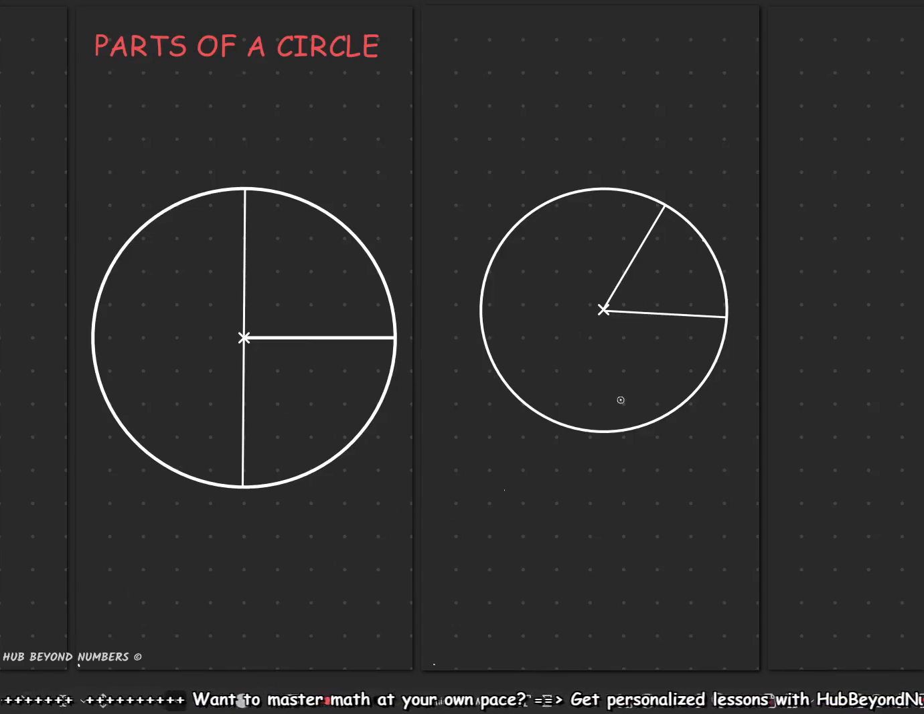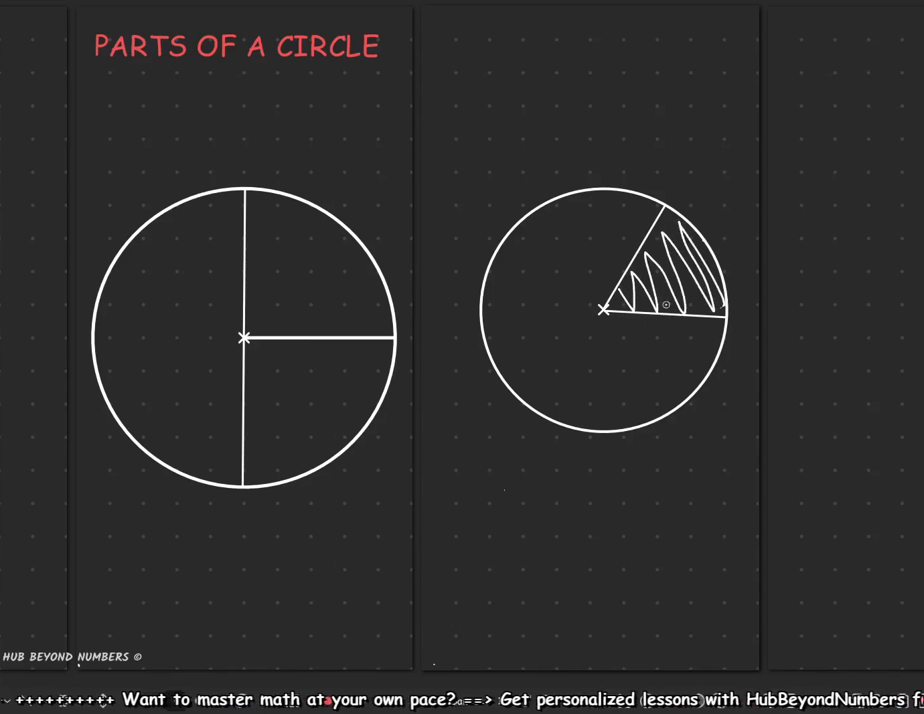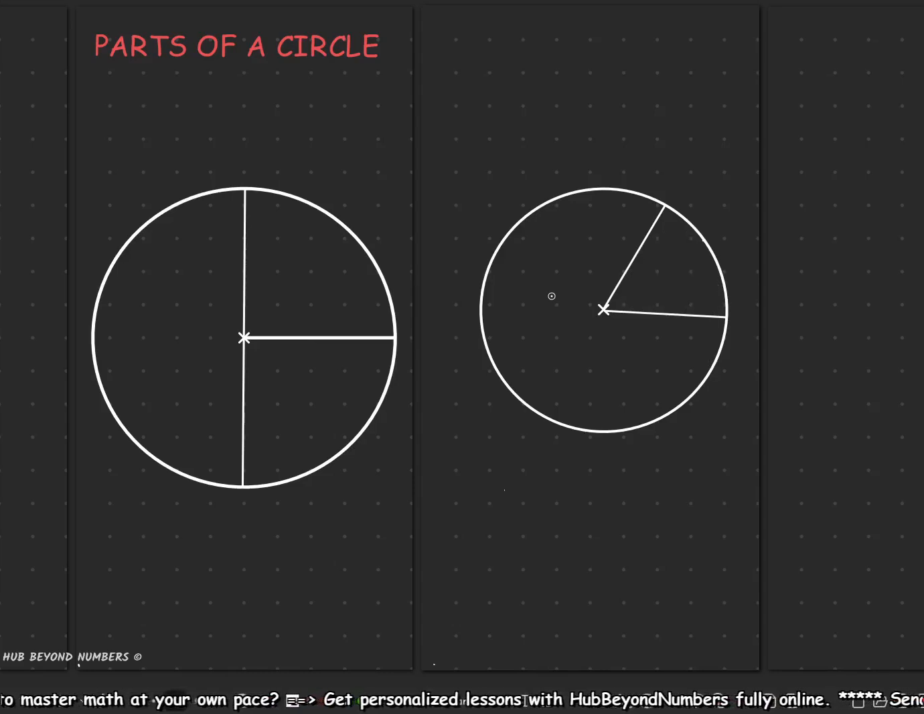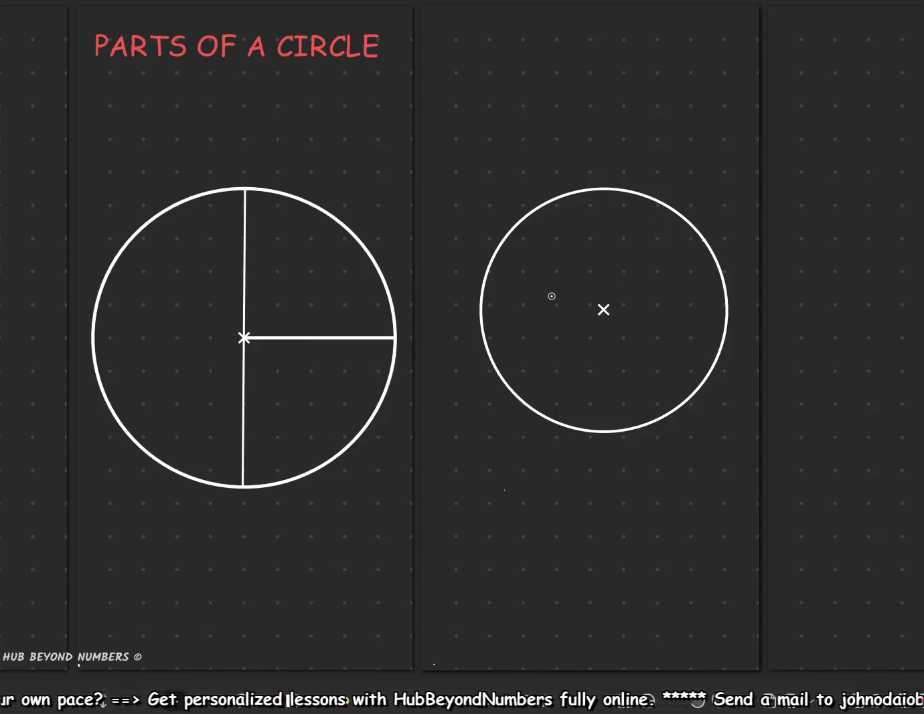The first one being what I'm shading here. This here is a sector that has been formed. And the unshaded part is also another sector that has been formed. The smaller one would be a minor sector, whilst the biggest would be what? The major sector, right? So that is it on sectors. They are bounded by two radii.